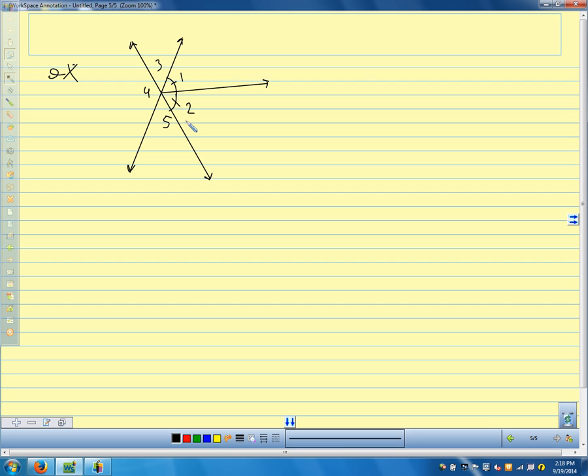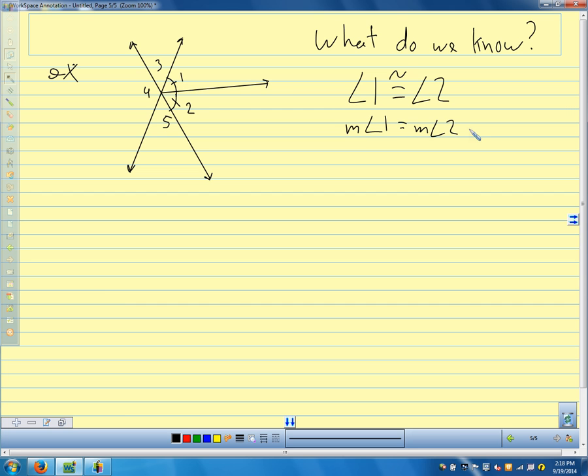All right, so we just want to know what do we know? Angles related to the... Okay, and what's the way we say that for angles? Congruent. So we're going to say angle 1 congruent to angle 2, or we could say measure of angle 1 equals the measure of angle 2. Those two mean the same thing. What else do we know?